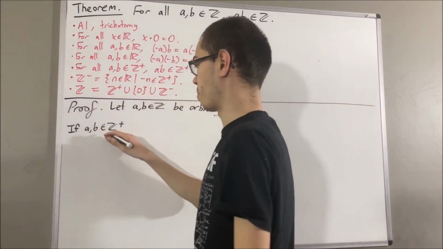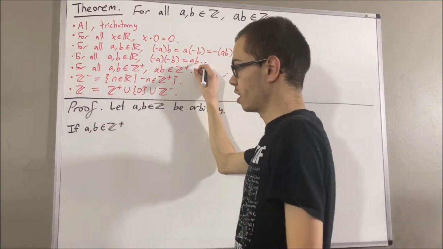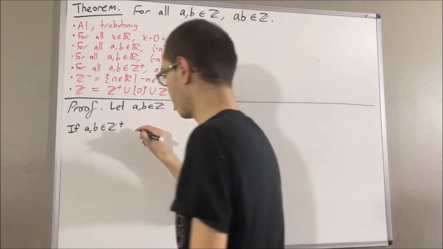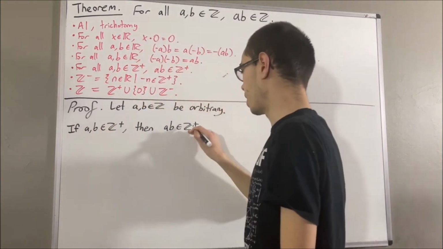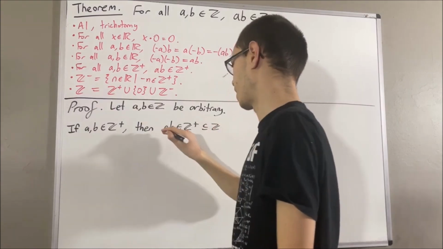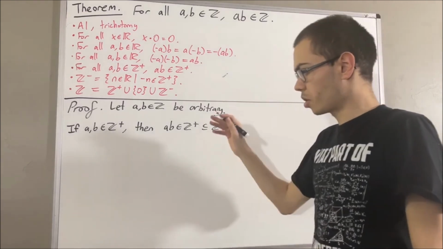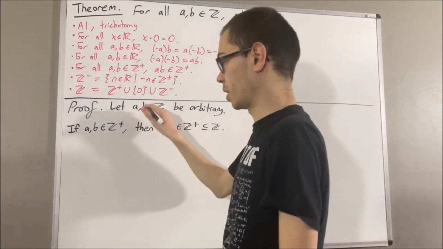Now, if a and b are positive integers, well, since the positive integers is closed under multiplication, we have that a times b is a positive integer, and the positive integers is a subset of the integers. So this tells us that a times b is an integer. So we're done. Another possibility is that both a and b are negative integers.